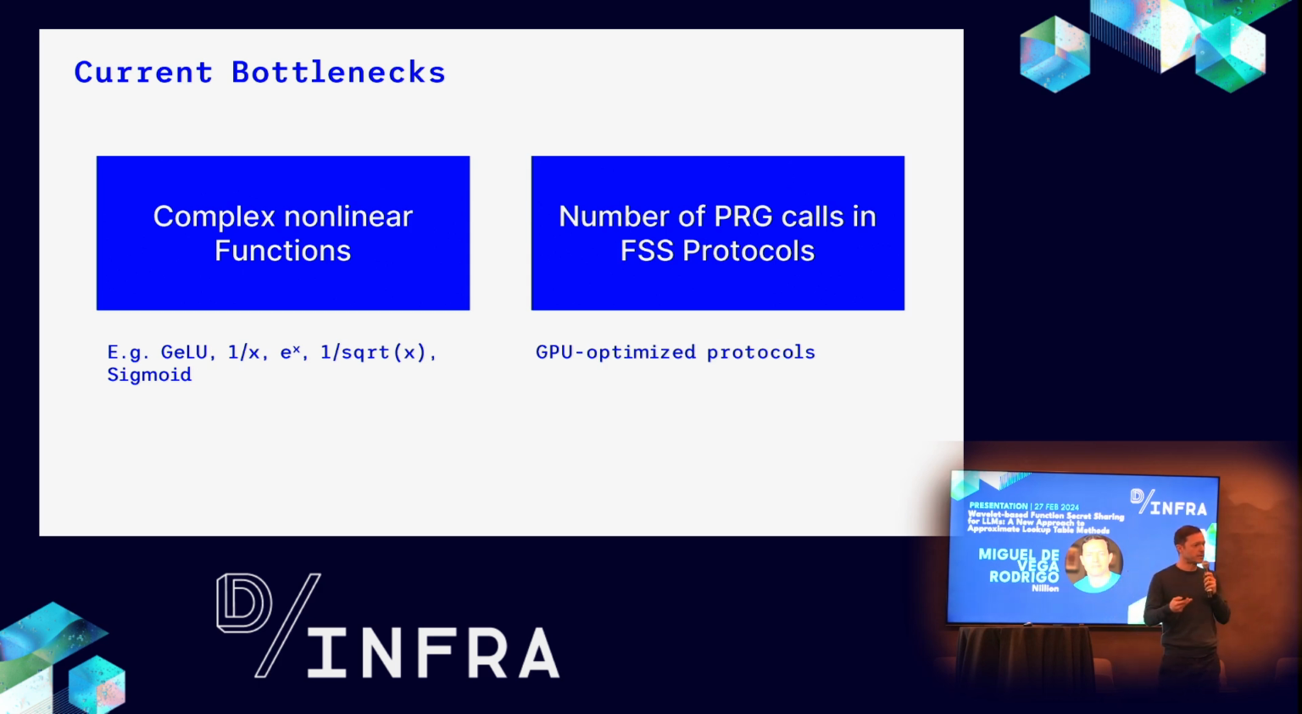Therefore, the bottleneck is really in these complex nonlinearities. For example, here we have some of them, like GLU and so on. And typically, the way to go about this is by using function secret sharing, which is very efficient in terms of round complexity, but also in terms of communication complexity, to the extent that it actually shifts the problem to computational complexity. And therefore, many of these protocols provide versions optimized for GPU.